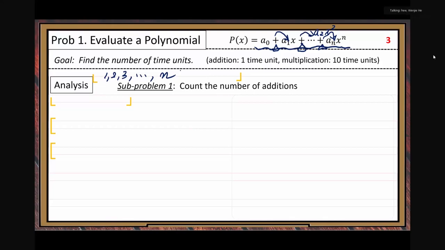Let me stop right here. Next time when we start, let me summarize this counting by reference method. Then we solve the remainder of the problem. All right, that's it.